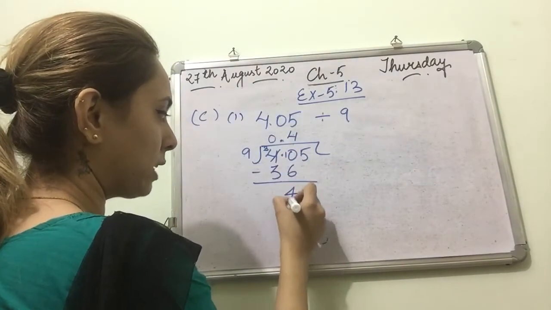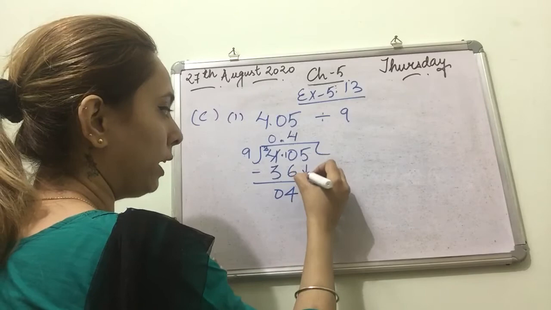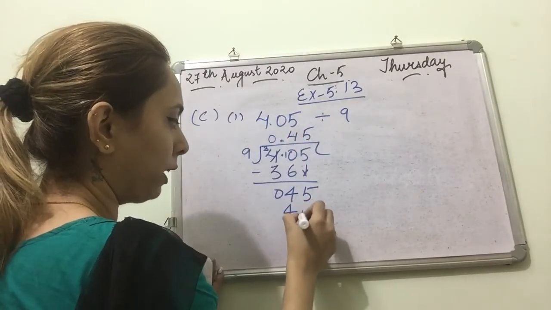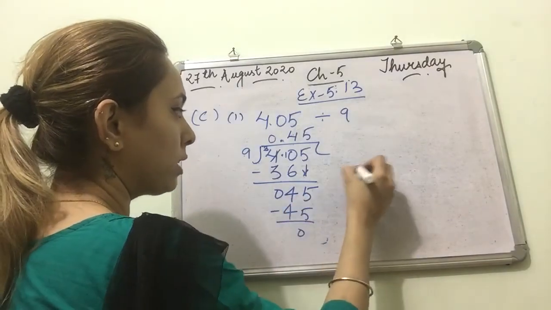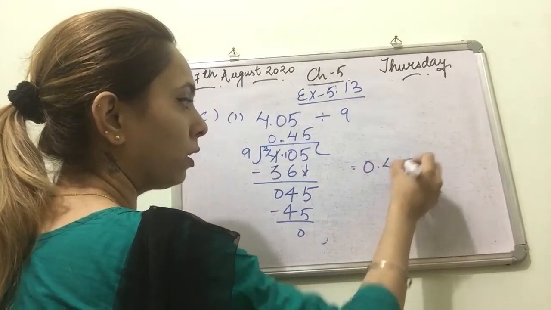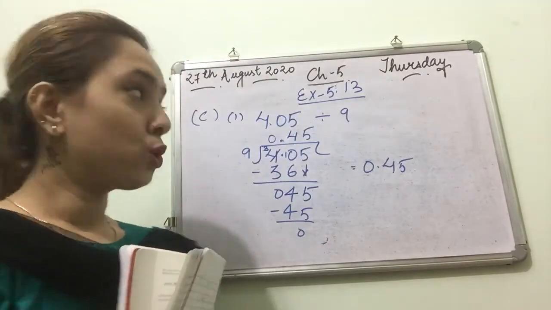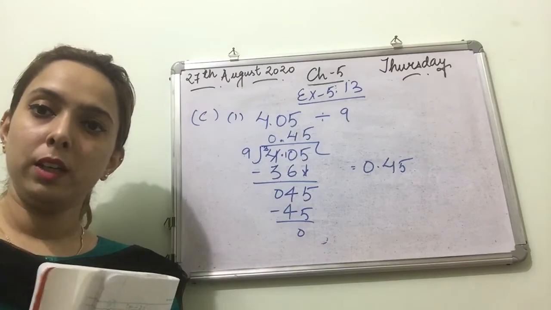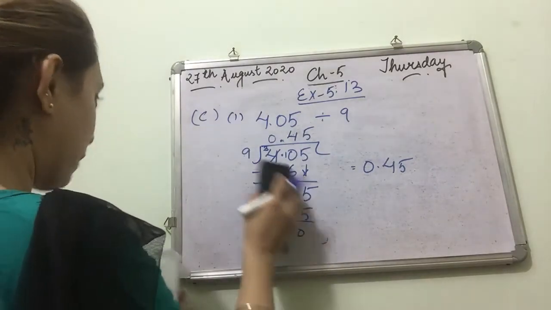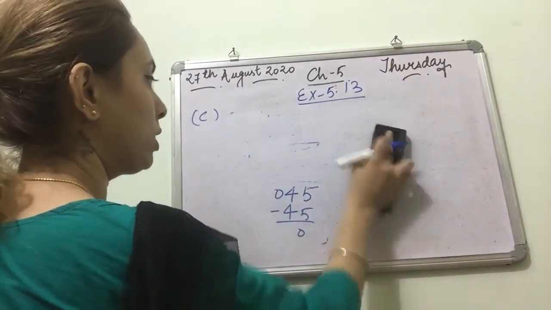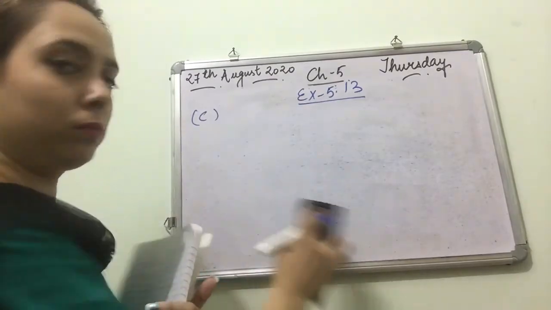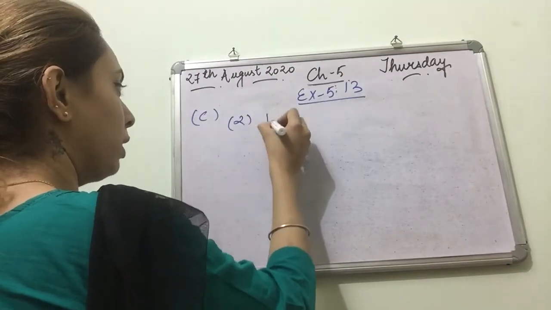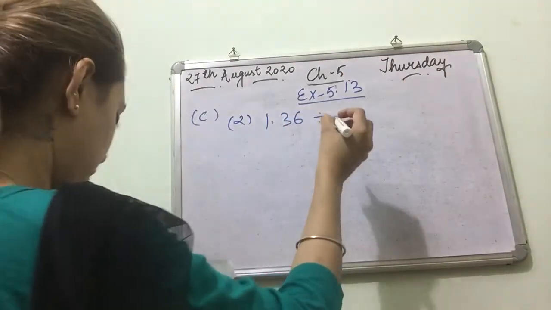So 10 minus 6 is 4, and get this 5 down. So 9 5s are 45. So your answer will be 0.45. So in this way, you will solve by doing the divisions. I would like to explain one more sum.